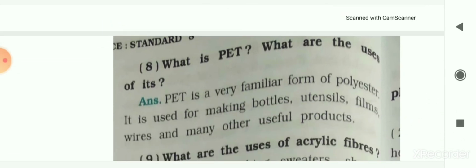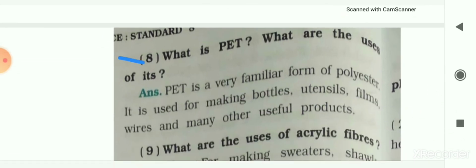Next question is, what is PET and what are the uses of it? We had already seen the full form of PET, that is polyethylene terephthalate. PET is a very familiar, well-known form of polyester. It is used for making bottles, cooking utensils, then films, wires and many other useful products. Some of the uses are the same as the polyester fibers, which we had seen in the earlier question number 7. As it is a polyester, its uses are also the same as the polyester fibers.